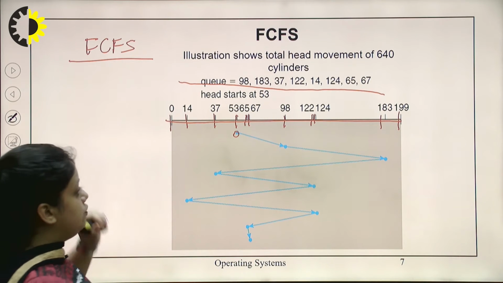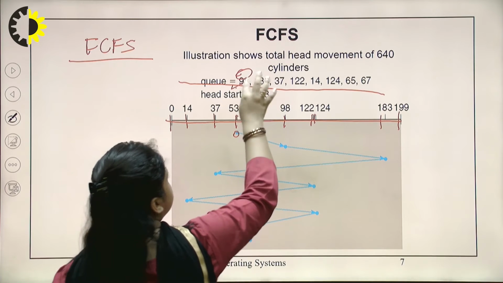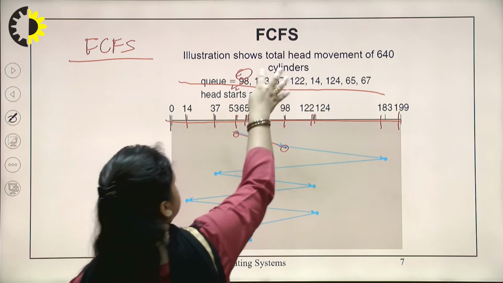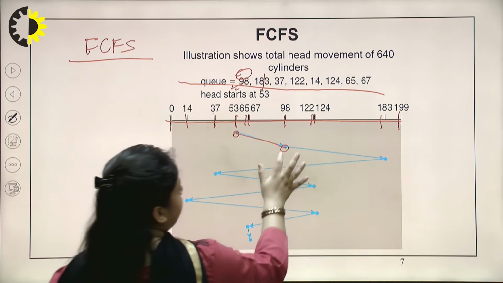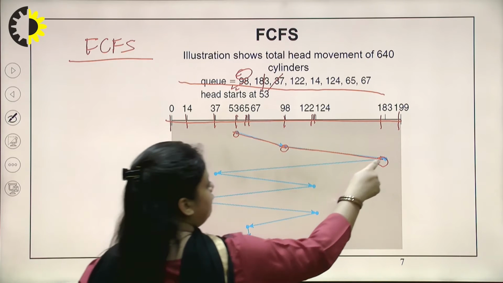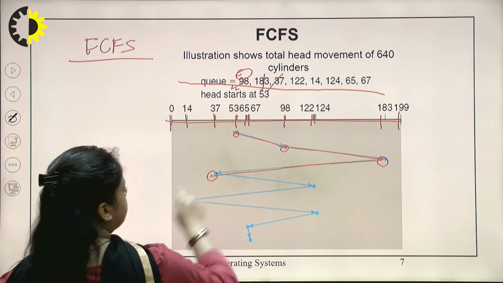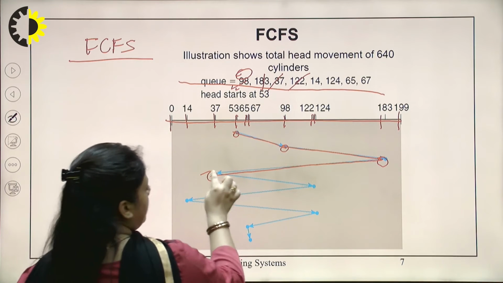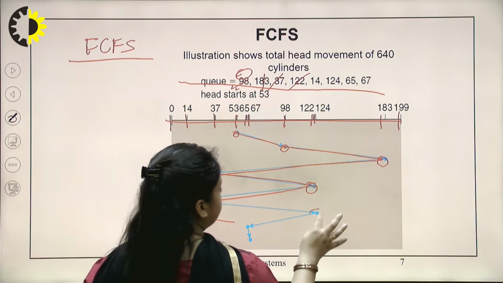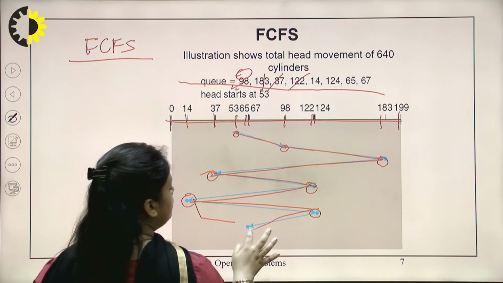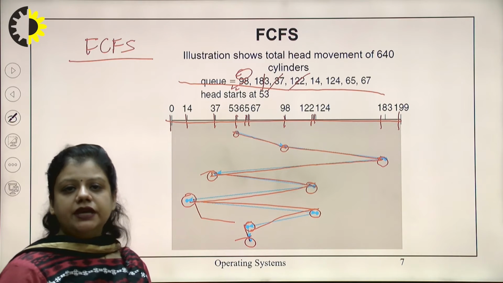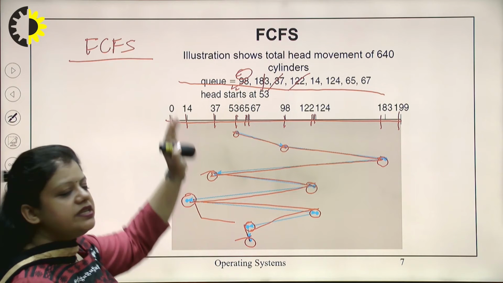This is FCFS scheduling. So the request that came first is 98. So our head will go to 98. The next request that gets in is 183. So then from 98 it will go to 183. Next is 37. So from 183 again it moves to 37. From 37 to 122. From 122 to 14. From 14 to 124. And from 124 to 65 and then to 67. So this is the head movement depending on the request, input output request, which is in the queue.